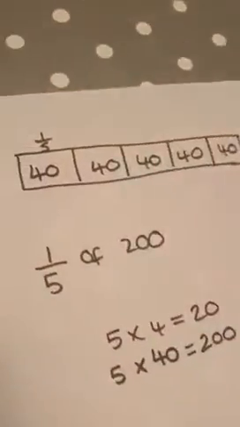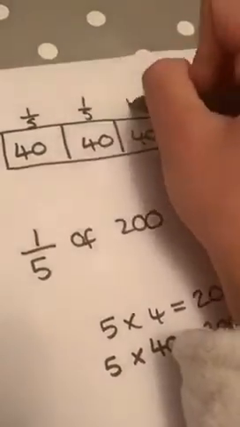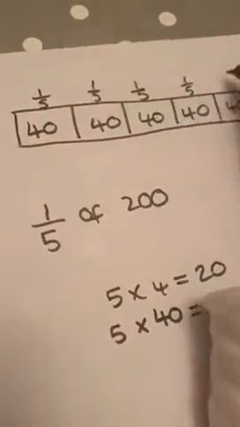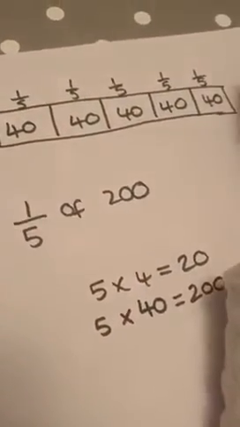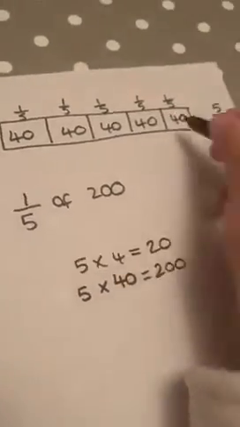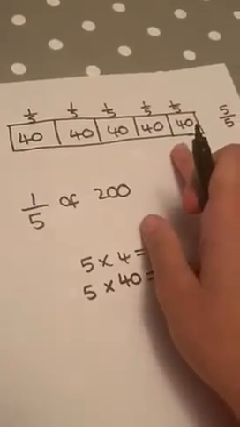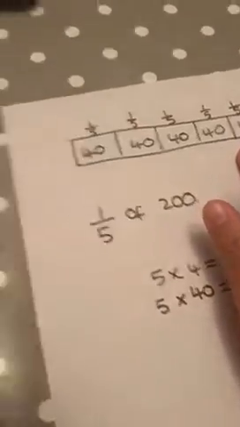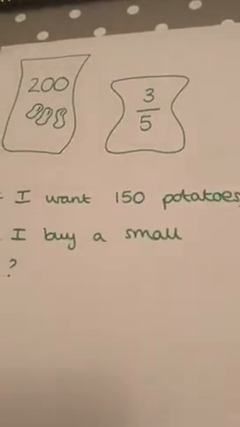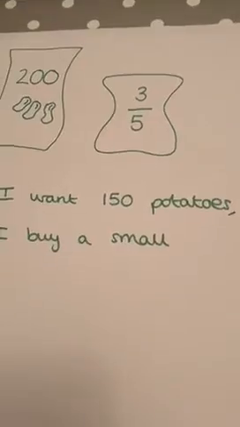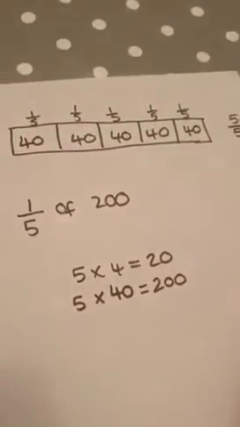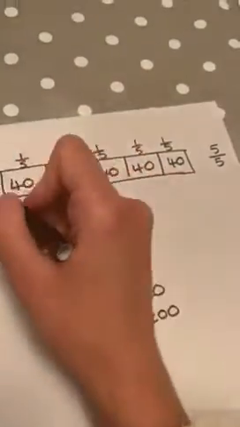So 1/5 is 40, 1/5 is 40, 1/5, 1/5, 1/5. And don't forget, 5/5 is the same as 1 whole one. So 5/5 of this bag are 200. In total, I have 200. But my question, I need to know about this small bag, and I want to know how many potatoes are in this small bag. So I'm actually only interested in 3/5 of this.